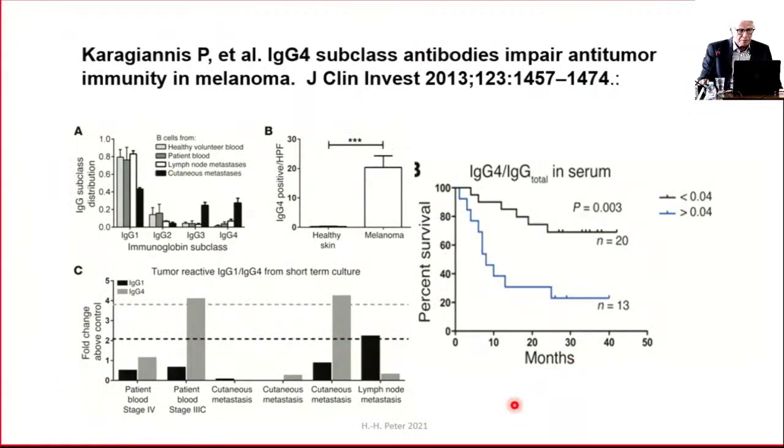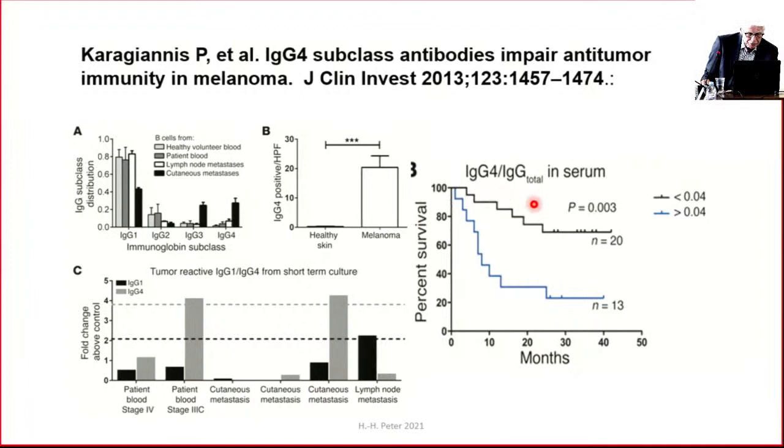Now, Karagiannis came up with a very nice study in 2013, and he kind of detailed this observation. Particularly in cutaneous melanoma, he could find that the skin around the melanoma cells contains many IgG4 producing plasma cells. And they actually favor the growth of the tumor. And he made a ratio of IgG4 to total IgG, and if that is above 0.04, then the prognosis is good. If it's below, it's bad.